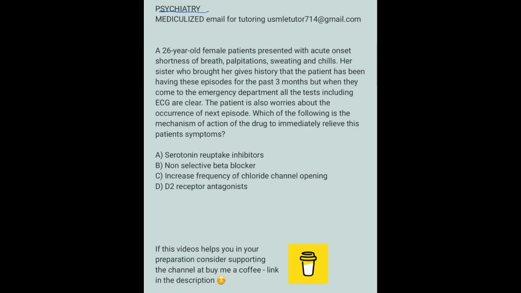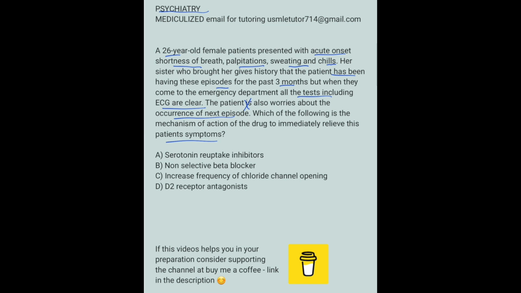So a 26-year-old female patient presented with acute onset shortness of breath, palpitations, sweating, and chills. Her sister, who brought her, gives history that the patient has been having these episodes for the past 3 months, but when they come to the emergency department, all the tests, including ECG, are clear. The patient also worries about the occurrence of the next episode. Which of the following is the mechanism of action of the drug to immediately relieve this patient's symptoms?